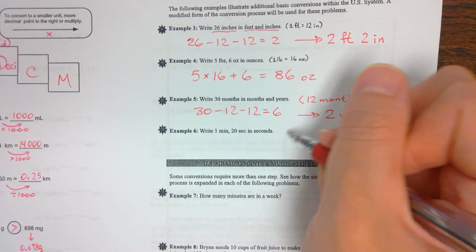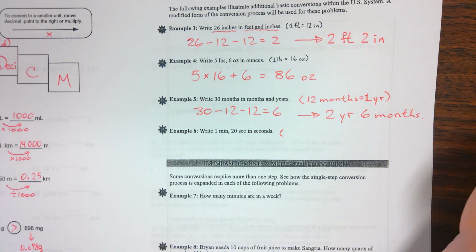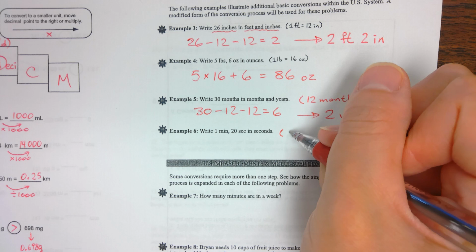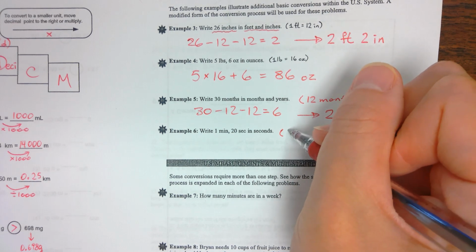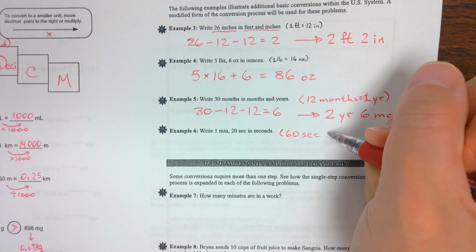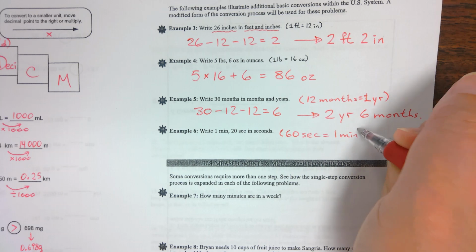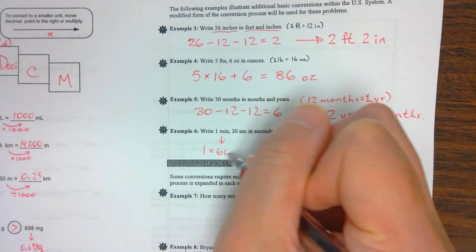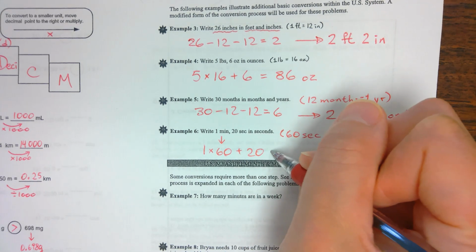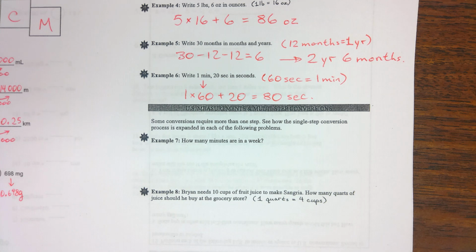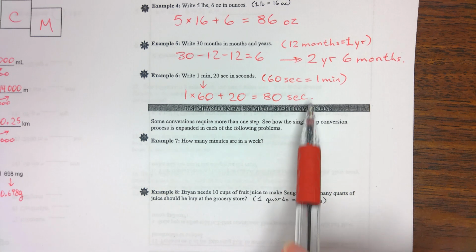Minutes and seconds. What's the conversion there? No, but what's the conversion rate? What's the relation between minutes and seconds? Right, 60 seconds in a minute. Okay, so this time 1 times 60 plus 20. So in total, that's 80 seconds. Okay, so nice and easy questions just to get you guys thinking again.